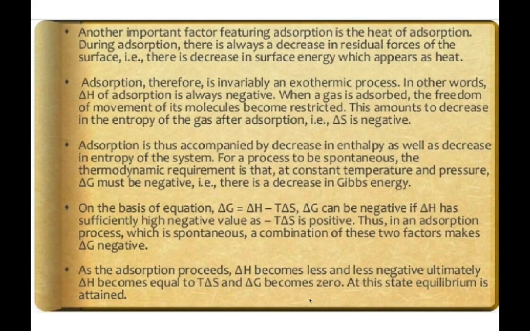As the adsorption proceeds, what will happen? Delta H will go on getting less and less negative, and finally delta H is equal to T delta S and delta G tends to 0. At this state equilibrium is attained. So always remember at what stage equilibrium is attained: when delta H becomes equal to T delta S, and delta G becomes 0, equilibrium is attained.